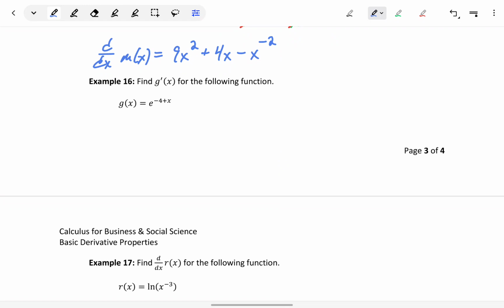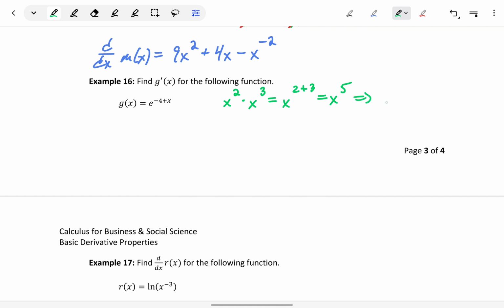In example 16, we have e to the negative 4 plus x. The derivative property that we have only works for e to the x. We have a more complicated expression in that exponent, so we can't apply that property directly. What we can do, though, is think back to some rules of algebra and consider if we had something like x squared times x cubed, we combine those by adding those two exponents together. So this would become x to the 2 plus 3 power, or x to the 5th power.